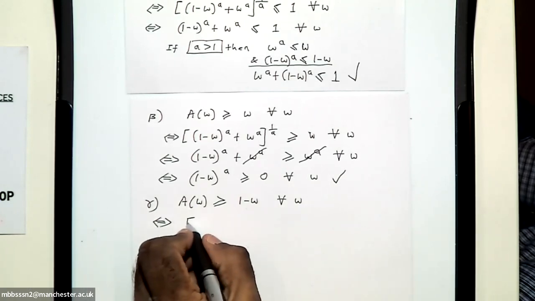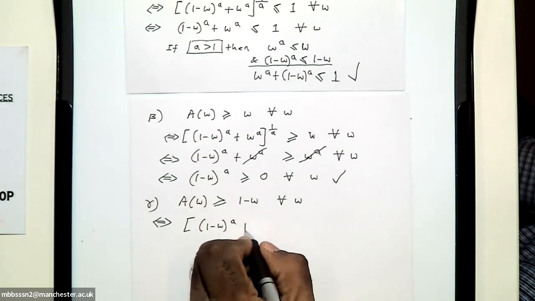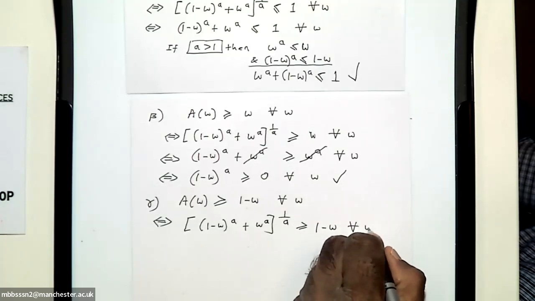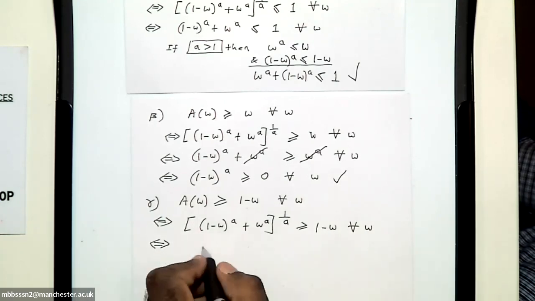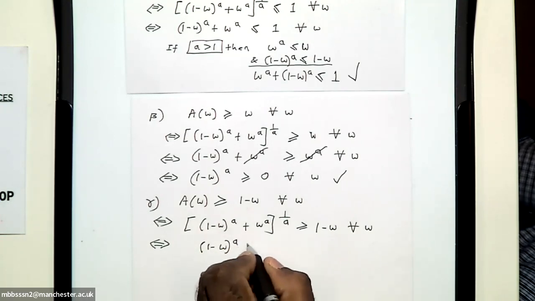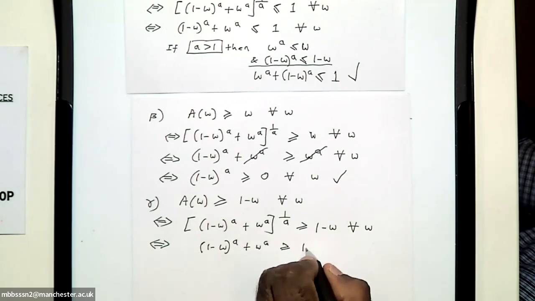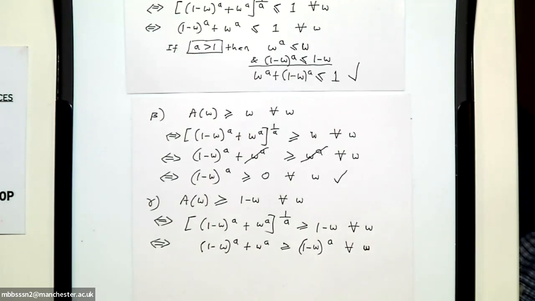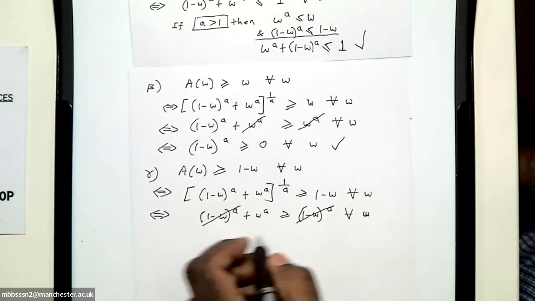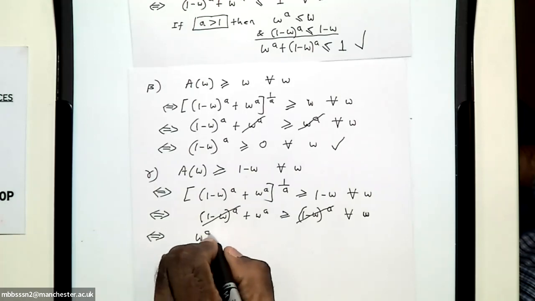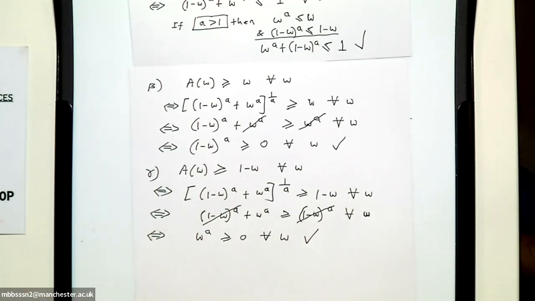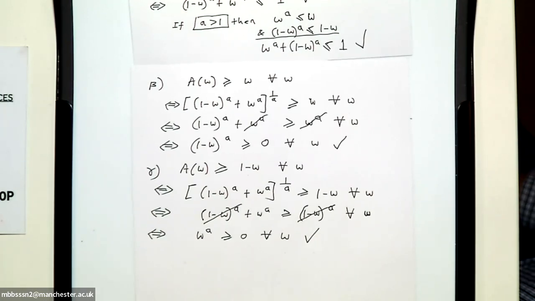Same as saying that, and this is the same as saying that, all right, now these two guys cancel out. So what you have is double root of omega greater than 0 for all of that. So all three conditions, alpha, beta and gamma, are satisfied. Okay, the final condition is to check whether A is convex or not.